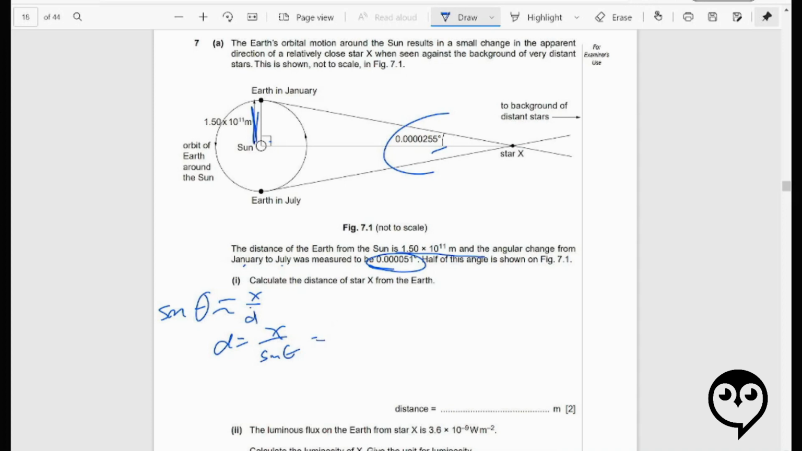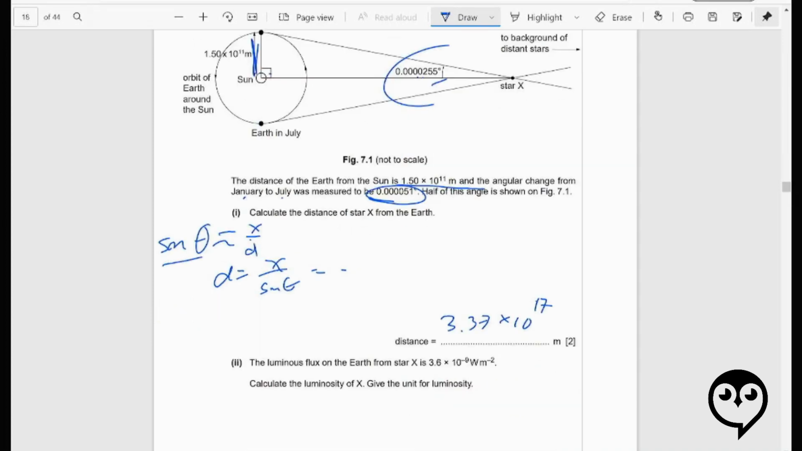So it's 1.5 times 10 to the 11 divided by sine of that angle. Just be careful when you're typing this in. Make sure you get the correct number of zeros; it's a really high probability for error right there. I've got 3.37 times 10 to the 17. That seems good. I chose sine theta, but for really, really small angles, sine theta is basically equal to tan theta. So you could have done tan, opposite over adjacent. It's fine. Right, moving on.